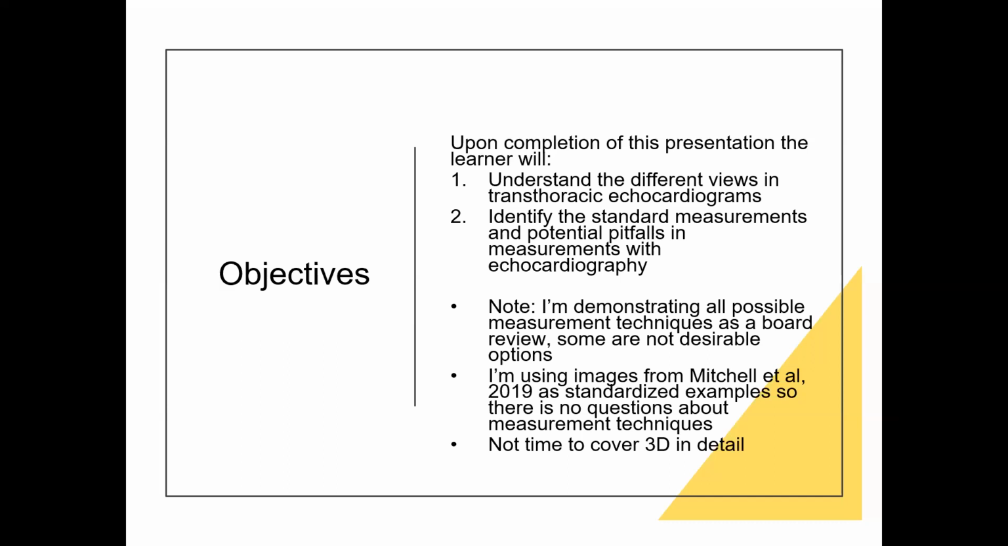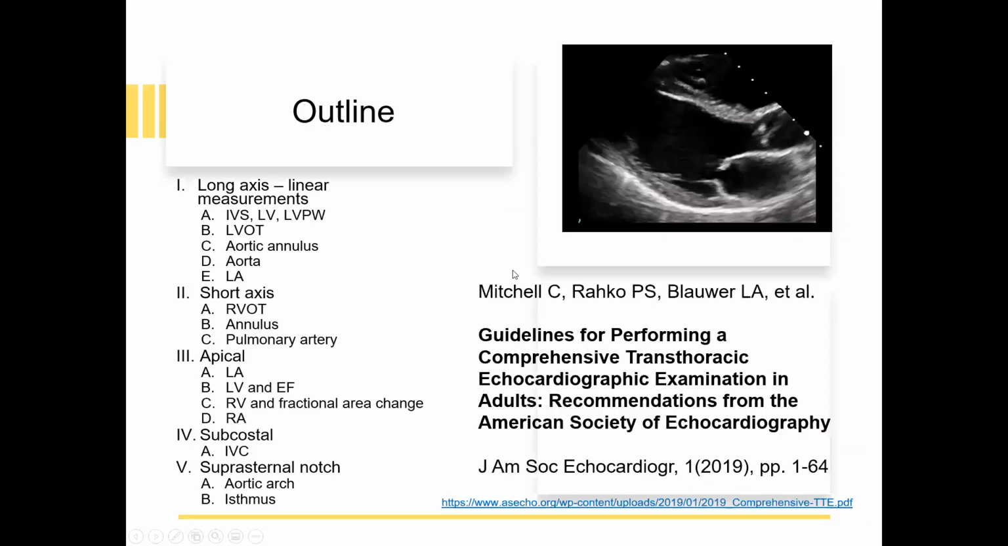There's not time to go over a lot of 3D in detail. I really wanted to focus on the standard, most common measurements that are done and make sure that you understand the proper technique for that. So we're going to talk about long axis linear measurements, short axis linear measurements, apical measurements, mostly of area and volume, IVC in the subcostal, and what you can do for aortic arch if you want from the suprasternal notch.